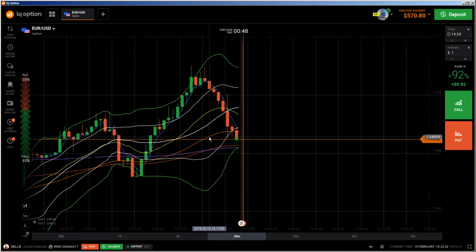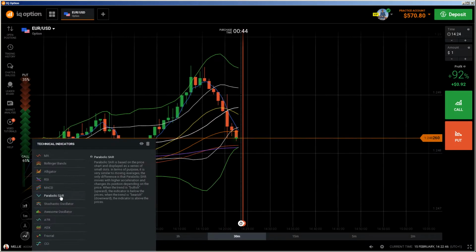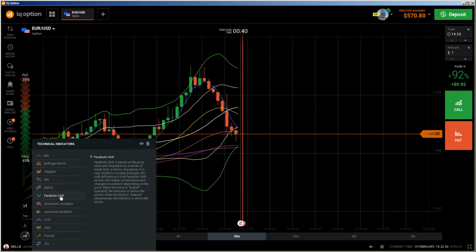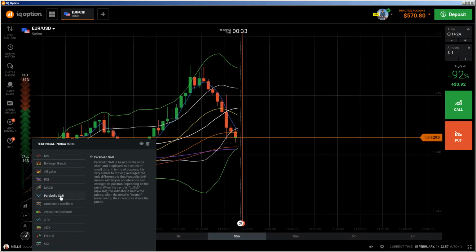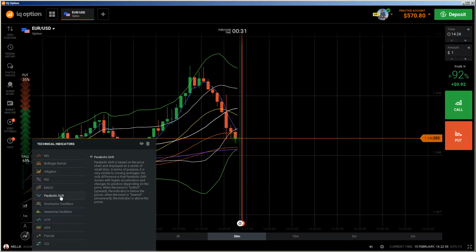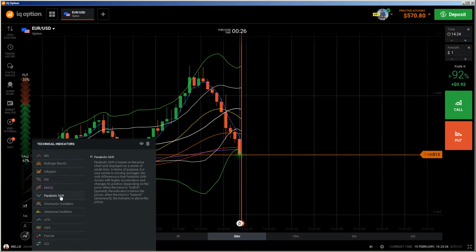So let me see what this parabolic SAR is about. Let me see what IQ Option is telling us. Parabolic SAR is based on the price chart and displays a series of small dots. In terms of purpose, it is very similar to the moving average. The only difference is that parabolic SAR moves with higher acceleration and changes its position depending on the price.